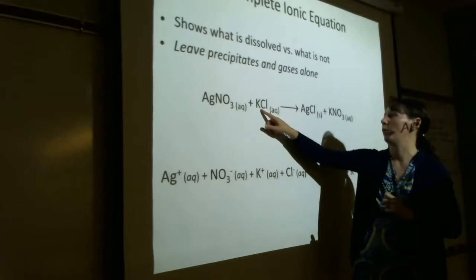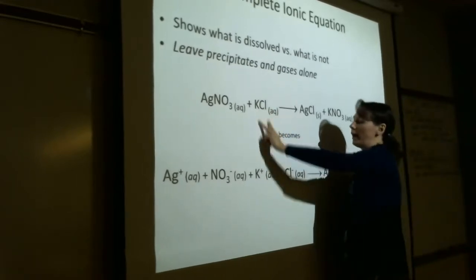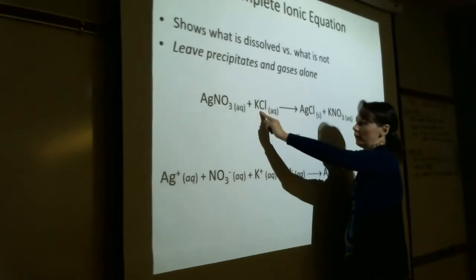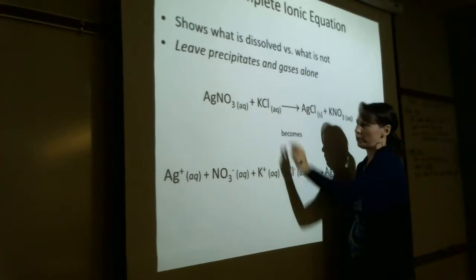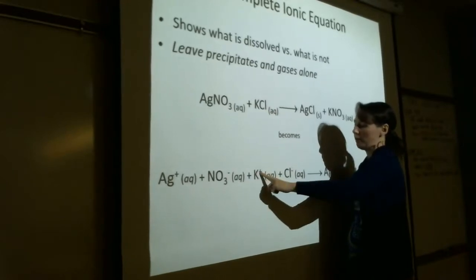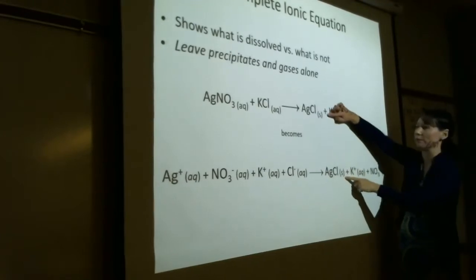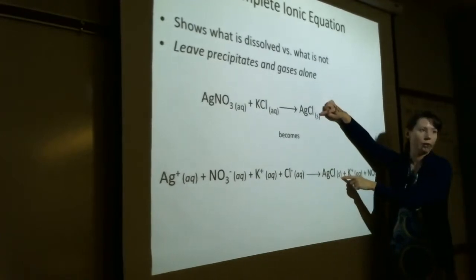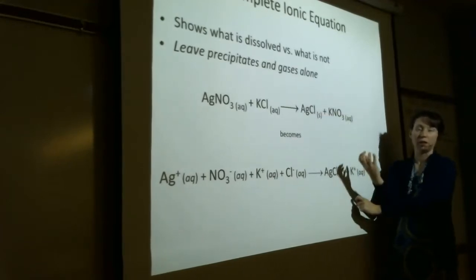So make sure that when you write this as a complete ionic equation, you undo what you've done here, right? This KCl is formed from K plus and Cl minus. So make sure that when you split them up, you get the positive and the negative back. Does everyone understand why we leave the AgCl alone? Because it's not dissolved. It's just sitting there as a clump, right?